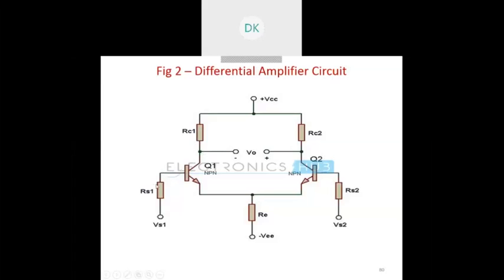So the transistor is acting as an inverter. So Q1 output value will be very low, whereas in this case no input signal is given to the base of Q2, but the output signal at the collector of Q2 will be very high. This is the working of a differential amplifier. Suppose VS1 is not given and VS2 is given, Q1 output value will be very high, Q2 output value will be very low.